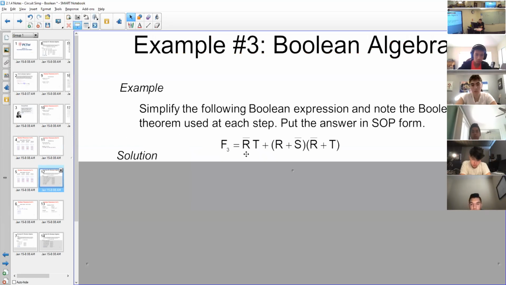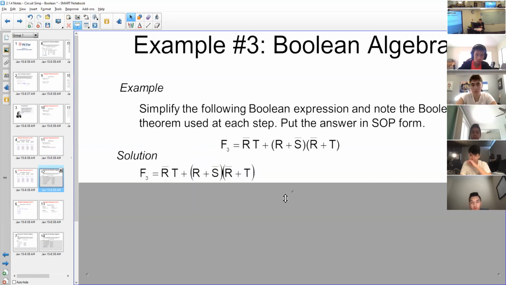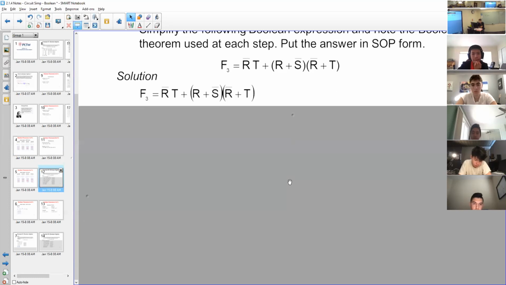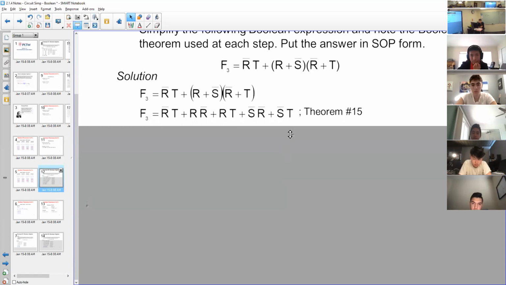So here's our example. We've got not R T plus the quantity R plus not S times the quantity not R plus T. All right, so first step, obviously, write down your expression. And because we just talked about the distributive property, they are going to do that first. And they're going to use theorem 15 using the FOIL technique. They're going to do R times not R, R times T, not S times not R, and not S times T. They're just FOILing it out first, outside, inside, last.